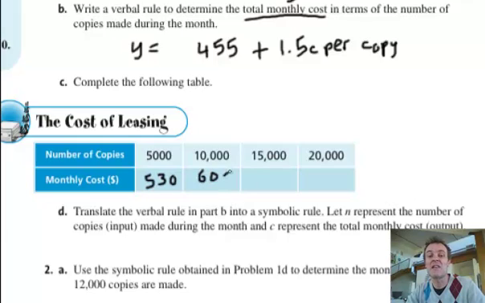So now look at this. Even though I've made twice as many copies, it's not costing me twice as much, because that $455 is the fixed amount. I'm not doubling it. They're going to charge me $455. It's the number of copies that's important.